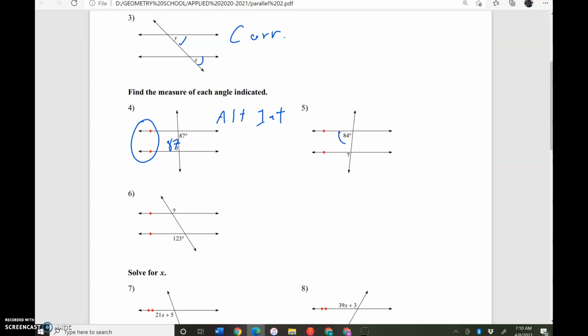Here I have an interior angle and an exterior angle. So these would be corresponding angles. So this question mark will be 84. This angle will be 84 degrees.